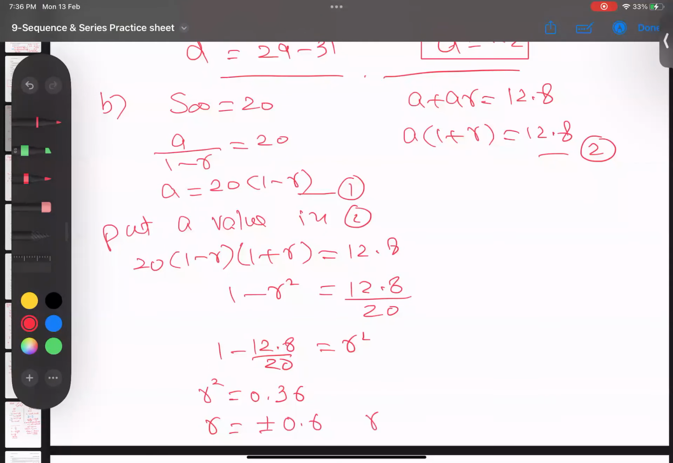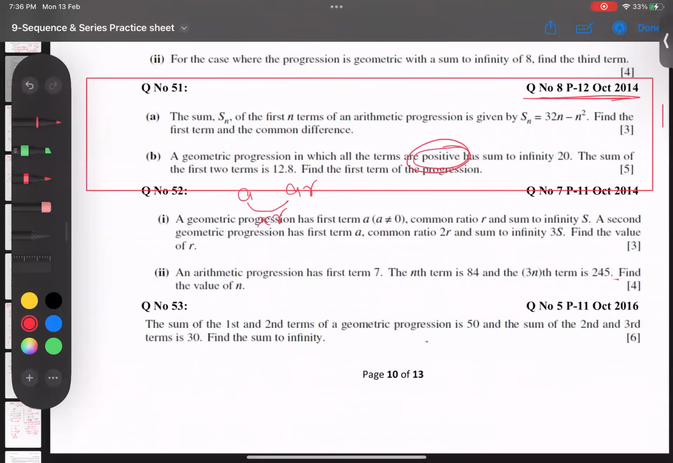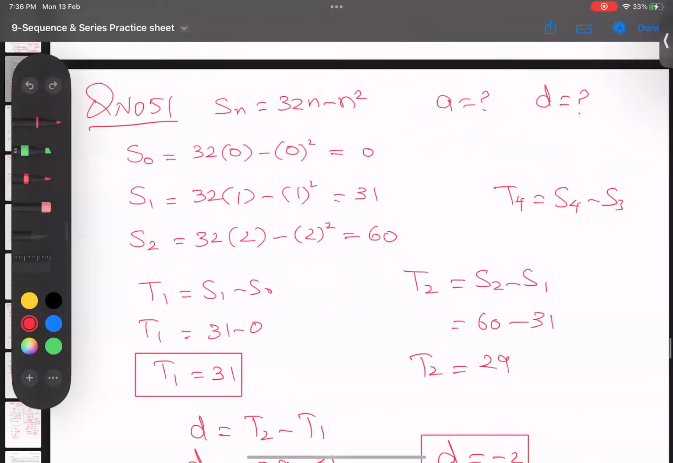But he said ignore negative. So we got 0.6 as the R value, negative ignored. And what he was asking further, he said to check that all terms are positive, a geometric progression in which all terms are positive. And he's asking for the first term of the progression.